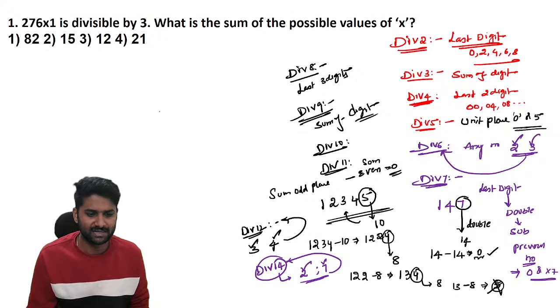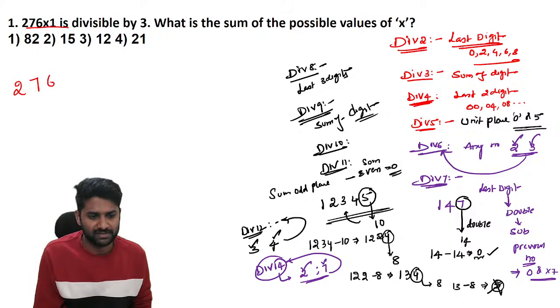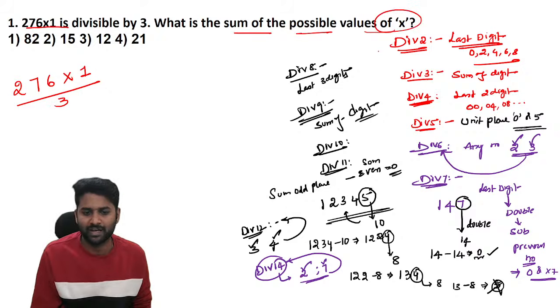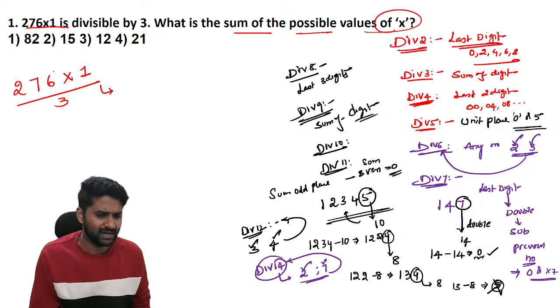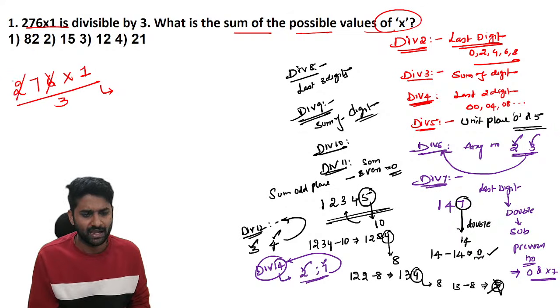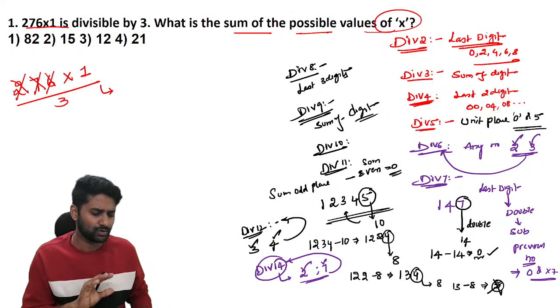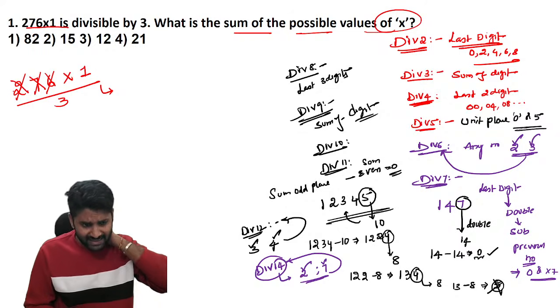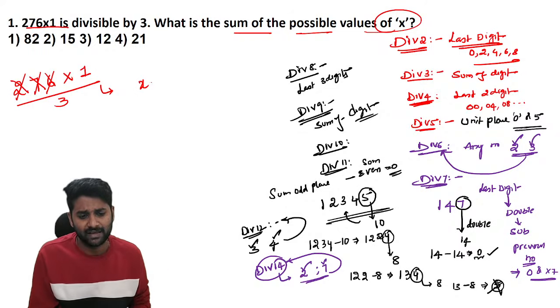Now let's understand this question. The number 276x1 is exactly divisible by 3. Then what is the sum of the possible values of x? Now see, as you know, you can directly eliminate 6, because 6 is exactly divisible by 3, and 2 plus 7 is 9. If you go through the sum, 9 is divisible by 3. So finally we want x plus 1 to be divisible by 3.